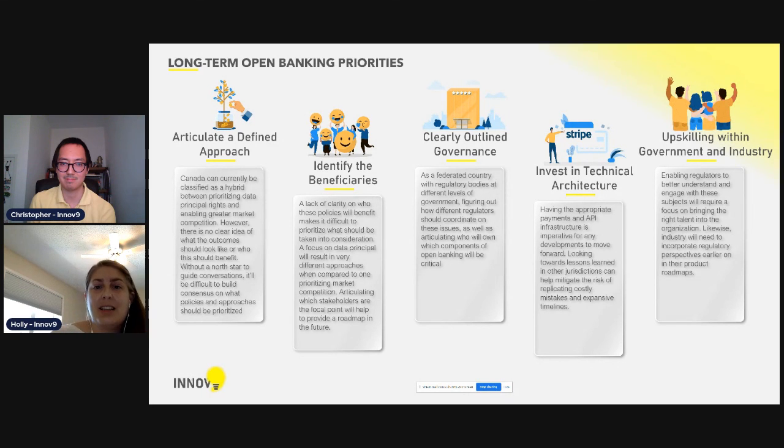We need to invest in technical architecture, like our friends who are developing the real-time rails. These really need to be in reality before open banking can really work in Canada. And finally, slightly controversial point, we need to spend money and time upskilling folks at the government and at the regulator and even in industry so that they both understand the kind of technology that's coming down the line and can actually regulate it and make it impactful.